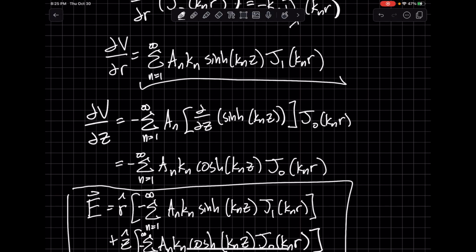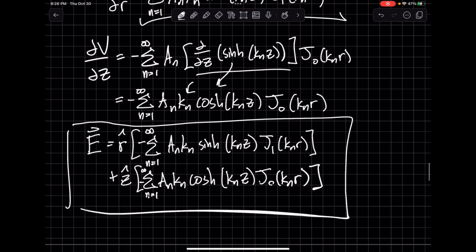And then partial v partial z, since this is the only thing that depends on z, this is the thing that we can take the derivative of with respect to z. We know that this is just cosh, and then chain rule brings this out front. So then we can rewrite the full expression for the electric field here with the r hat component and the z hat component here.